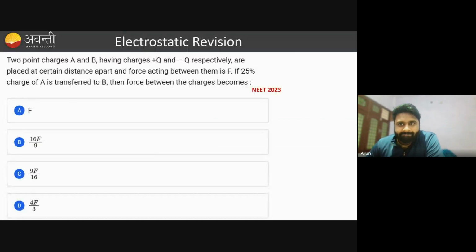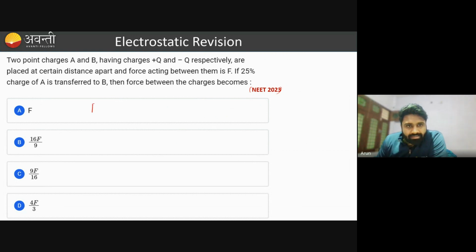Now, two point charges A and B having charges plus Q and minus Q respectively are placed at a certain distance apart and the force acting between them is F. If 25% of the charge of A is transferred to B, then the force between the charges will become? This question has been asked in NEET 2023. So the latest question.